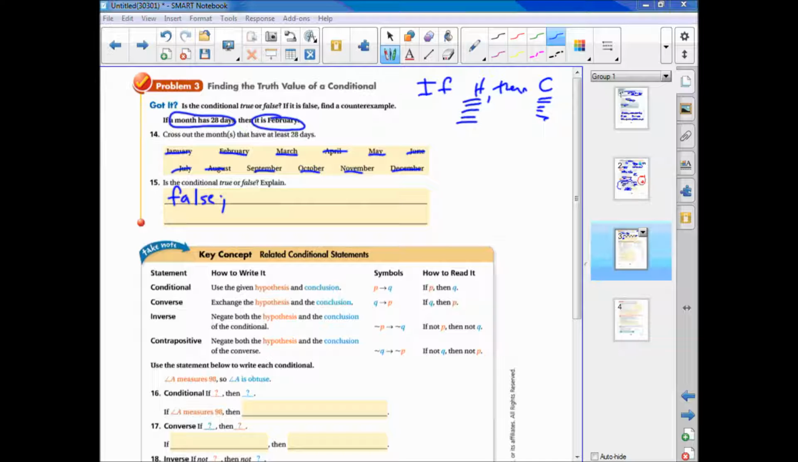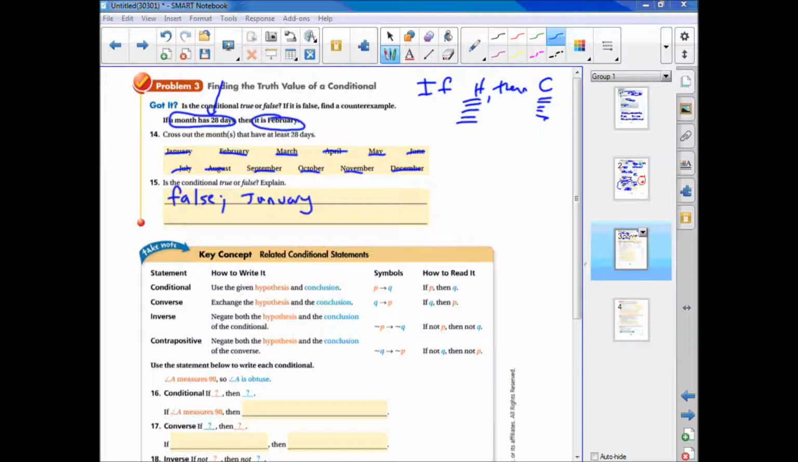If a month has 28 days, then it's February. Here's a counterexample: January. January has 31, so it has at least 28 days in it, and January is not February. What they really probably meant to say, to make this a true statement, would be: if a month has exactly 28 days, then it's February, or has less than 29, or less than 30. So they tried to write this conditional statement, not the book. They did it as an example to show why it's false, but the person writing this just didn't quite understand conditionals enough. They needed to be very exact in the hypothesis.